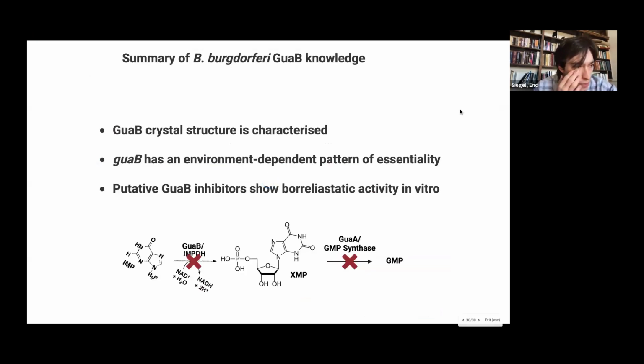So just to summarize so far, we have a crystal structure of guaB. There's this pattern of essentiality where guaB is needed sometimes and not needed at other times, which is likely due to the available amount of guanine in the environment. And we also show that possible guaB inhibitors show Borrelia static activity in cultures.